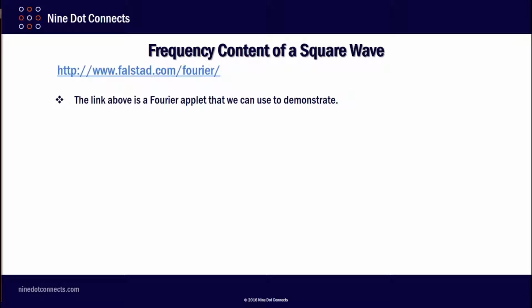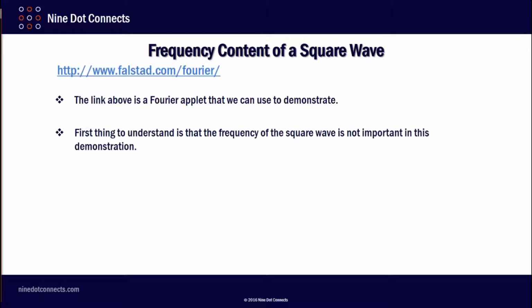Now, I'm going to be using an applet that I'm giving you a link to, that we can use to take a time domain signal and find out the frequency content. Really handy little applet. I'm not going to use it today, but I've captured pieces of it in this presentation for you.